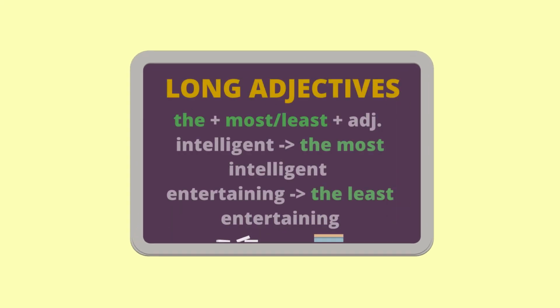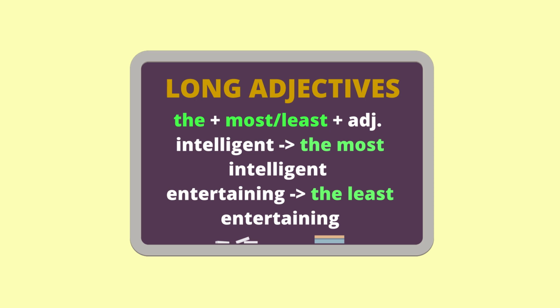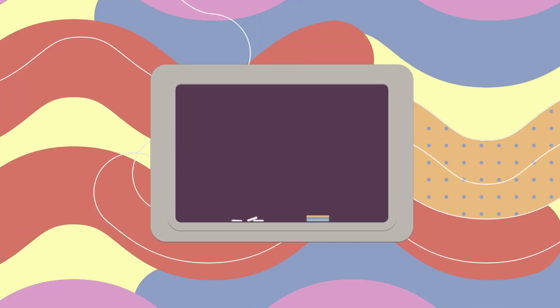To turn a long adjective into superlative form, again, we need to use the article the and also one of the two words, most or least, depending on what you want to say. Intelligent, the most intelligent. Entertaining, the least entertaining.